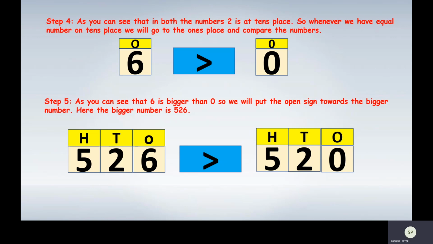I hope you enjoyed this lesson and you're going to practice these sums in your notebook. Now I will be uploading a worksheet dated 15th May. Kindly complete it in your notebook.